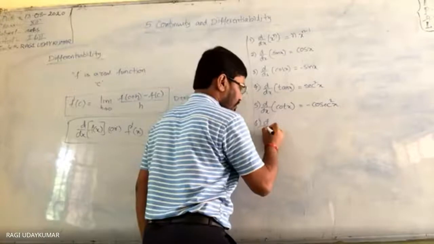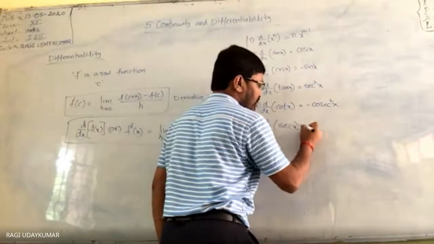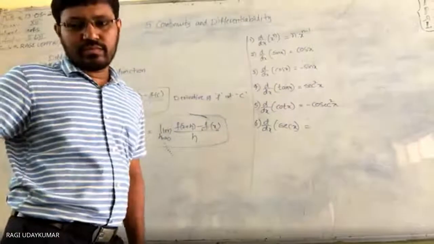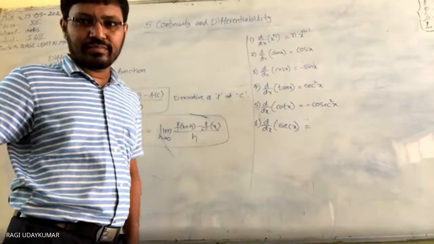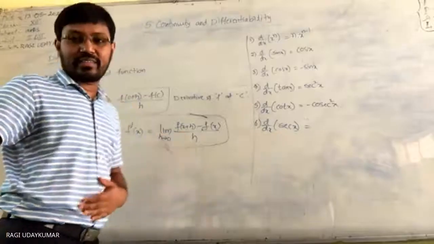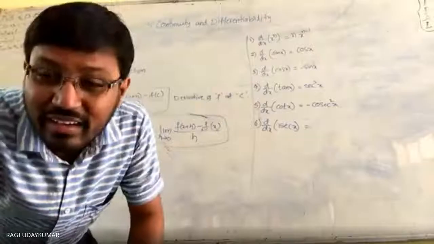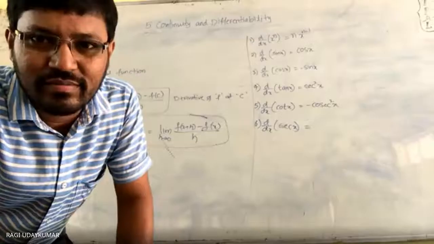So d by dx of secant x is equal to, Shantam? Satyakam? Sec x tan x? Sir, no. Secant x, tan x. I think tan x, sec x. Think. No. You are still thinking. Anyone? Sir, it will be sec x tan x. Yes, sec x tan x.